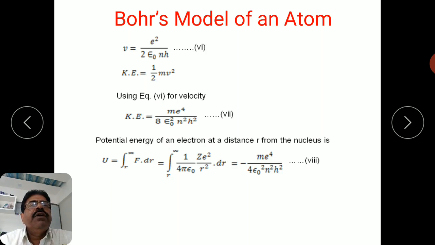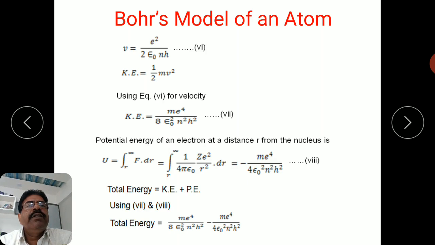Now F is the Coulomb's force. If you substitute this Coulomb's force here, 1 upon 4 pi epsilon 0 into z square upon r square, dot dr, and simplify this integral, the solution will be minus m e raised to 4 upon 4 epsilon 0 square n square h square. So this is the potential energy.